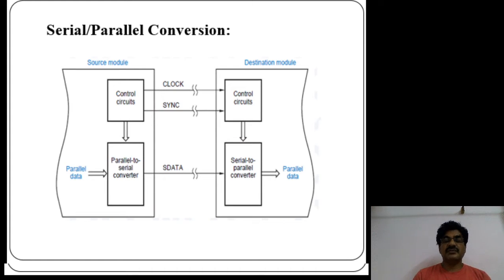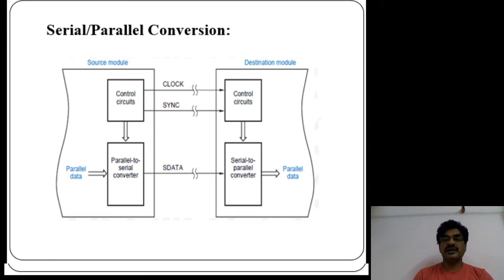So welcome back. In this session I would like to discuss one of the applications, serial parallel conversion. Let us take a system consisting of two modules, a source module and a destination module. In between the modules, serial data is transmitted. That is, from the source module to the destination module the data is transmitted one bit at a time. But within the modules, the data operation is parallel.